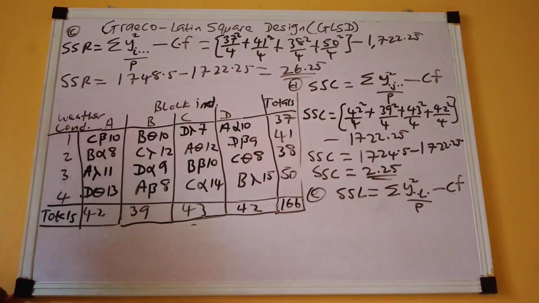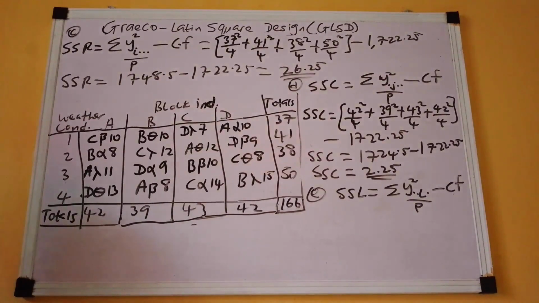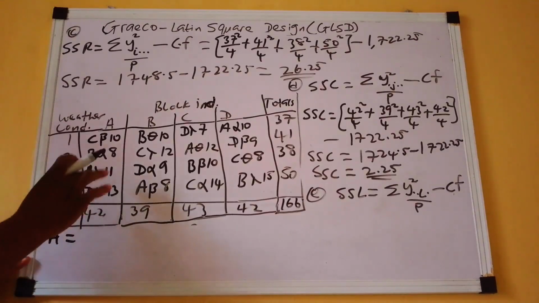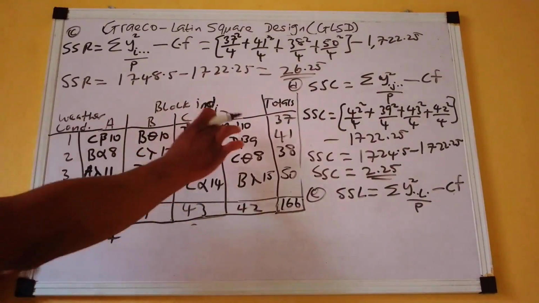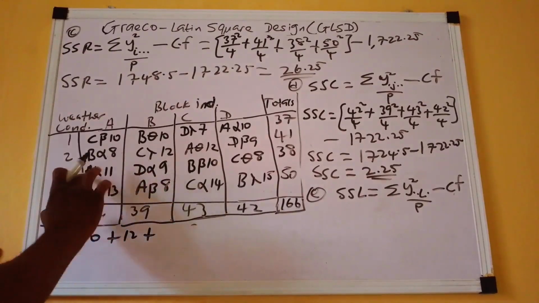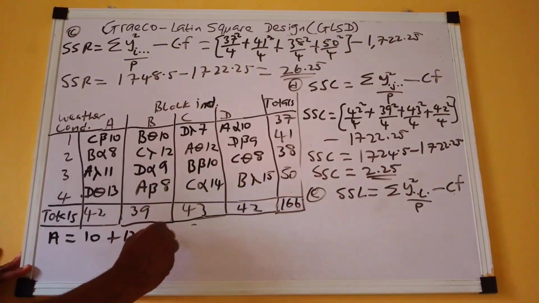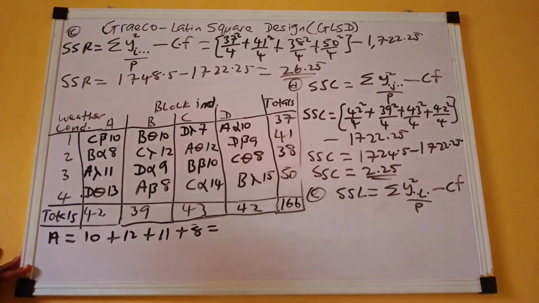Now, before you do this, you are going to bring out the Latin letters and have their squares. If you don't bring them out and have their squares, you will not have the best result. So now let's bring them out one after the other. If I'm bringing out A, here is 10. Look at it here, A here is 10. A here is 12 plus 12. Then the third row, A here is 11, plus the fourth one, A here is 8. Then you get the total.